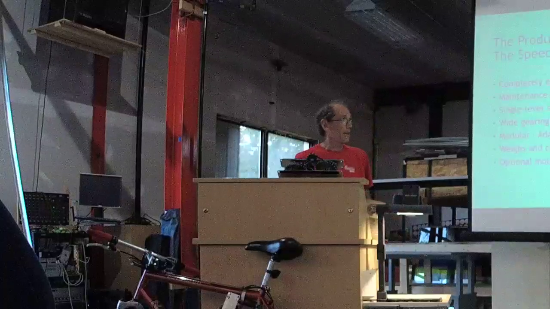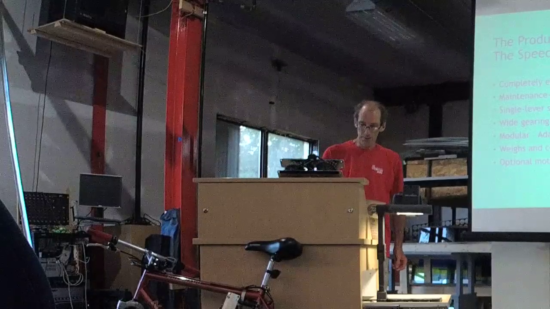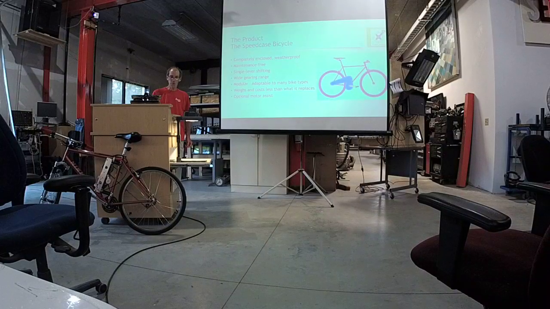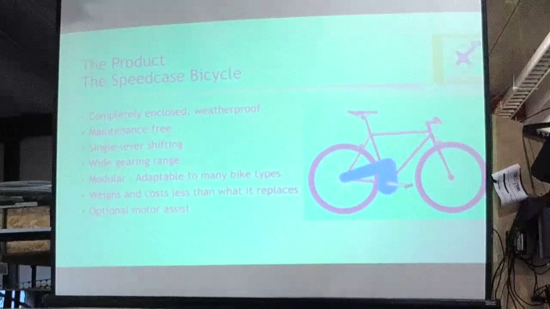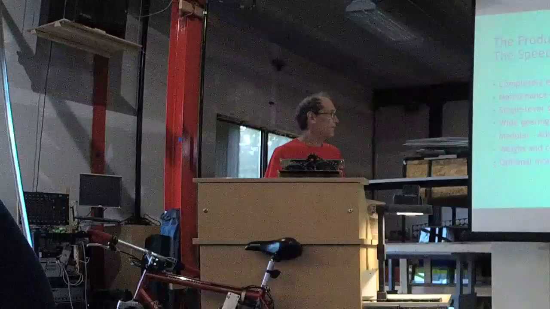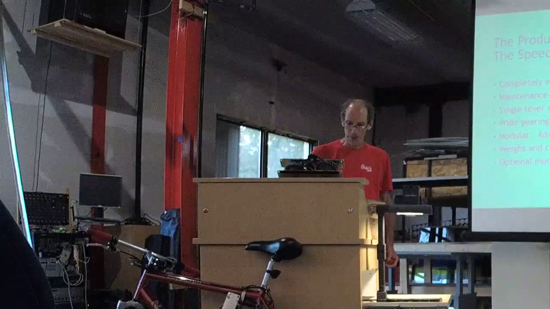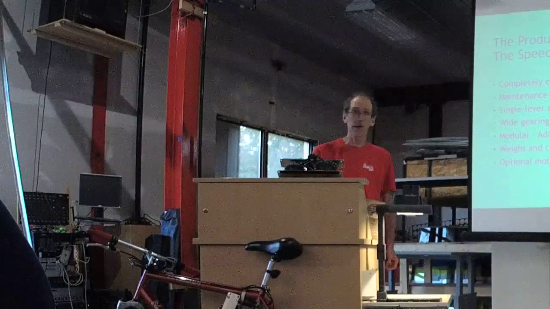This is what it will look like on a bike when we're in production. It'll be completely enclosed, weatherproof, maintenance-free, shifted with a single lever that doesn't have a return spring. It has a cable loop, so you can pull it from either side. There's no more sticking where you shift a couple of gears before anything moves. It shifts every time you move it to a new detent, shifts back, and you can adjust a little bit at each detent. Modular, so it can be adapted to many bike types, weighs and costs less than what it replaces, and provides for optional motor assist on the case.